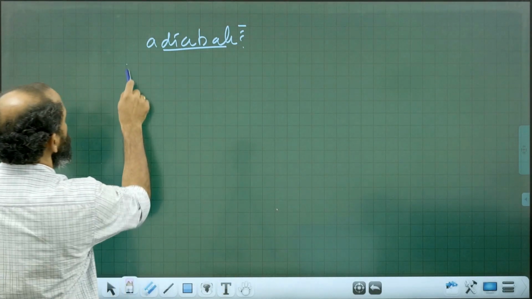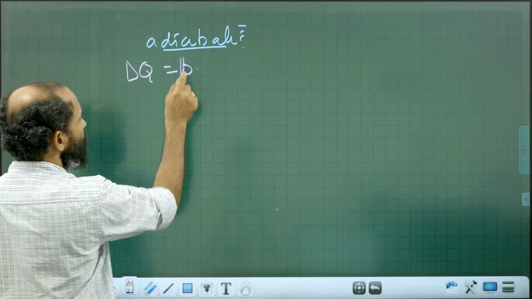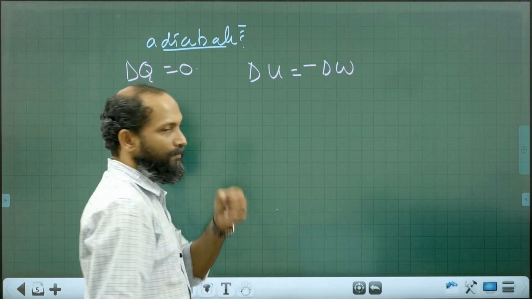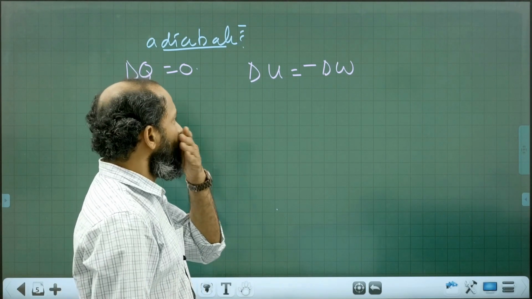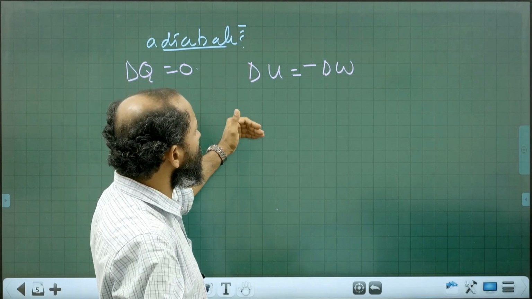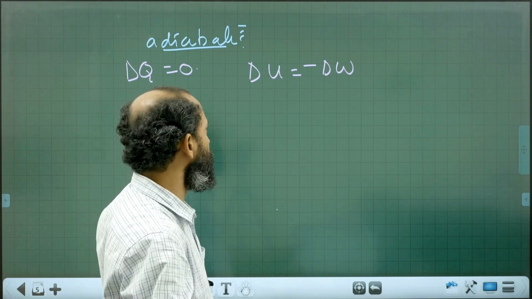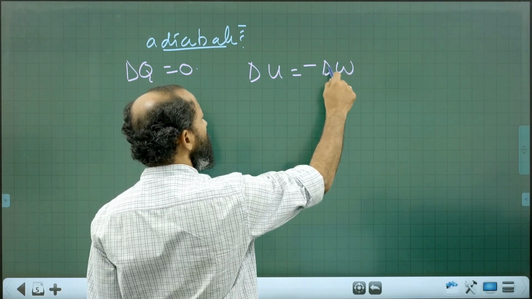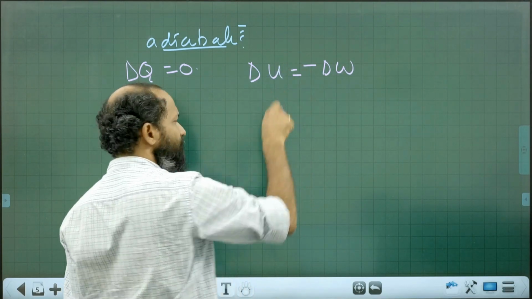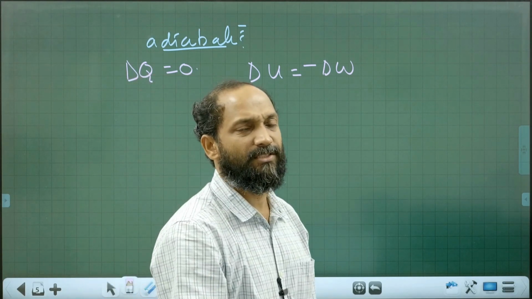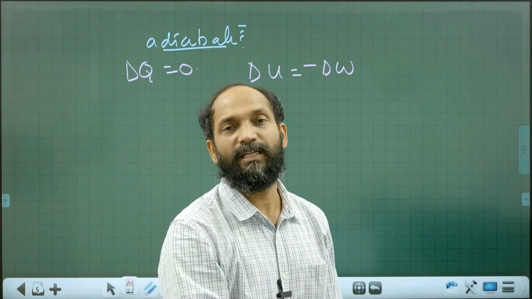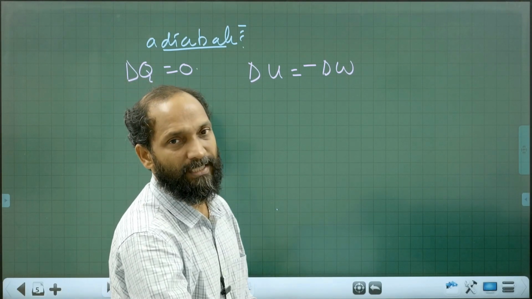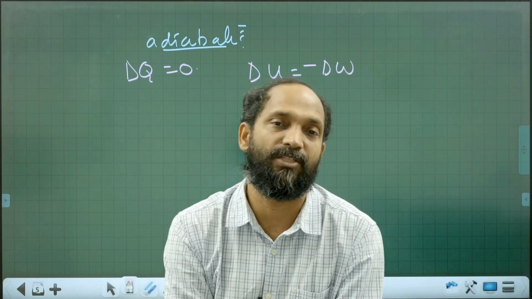Adiabatic process is that process where delta Q equals 0. Then the first law becomes delta U equals minus delta W. What do you mean by that? The entire change in internal energy is manifested as the negative of the work performed. That is why when gas expands, delta W is positive, then delta U is negative. That means internal energy decreases when gas expands. That is why when a gas is expanding adiabatically, its temperature decreases.